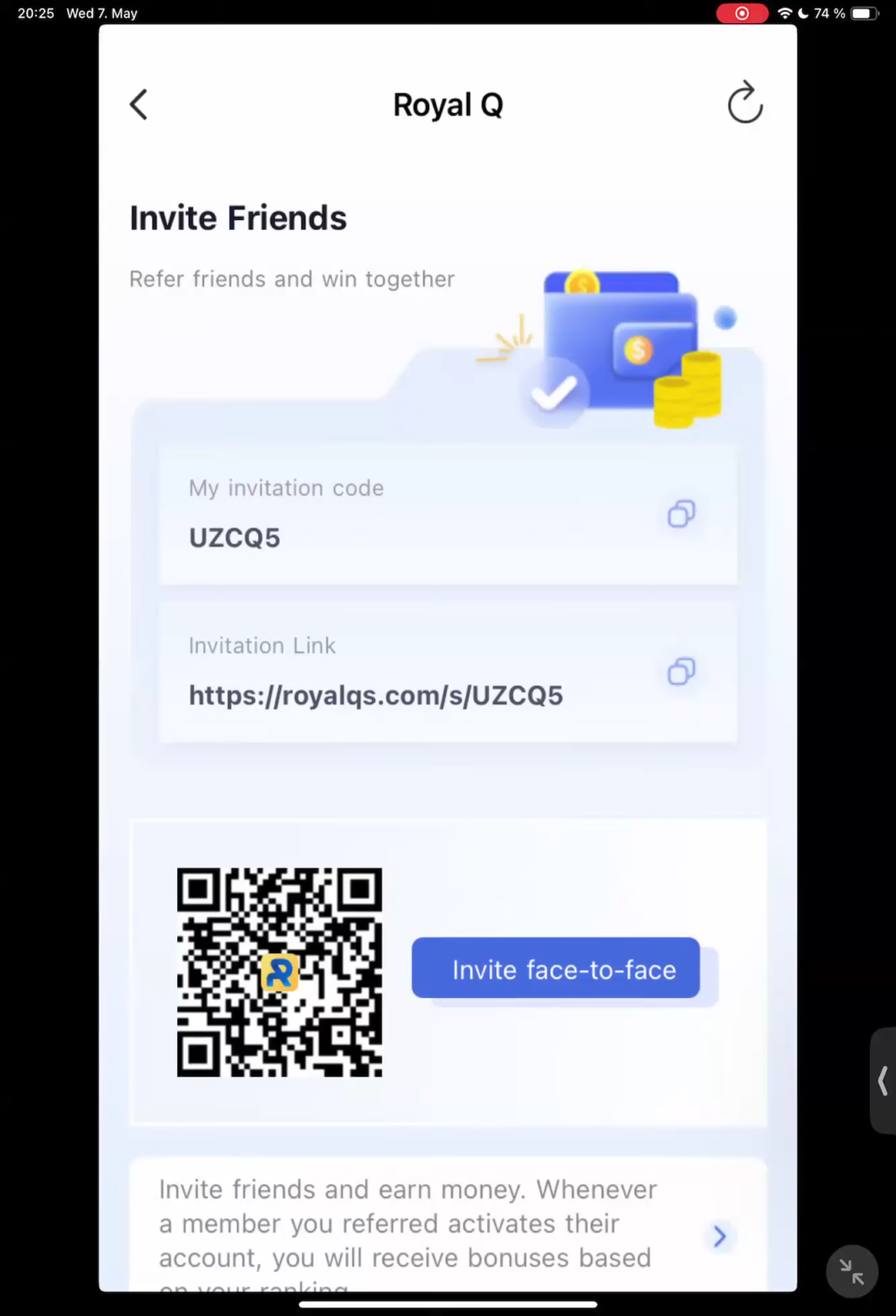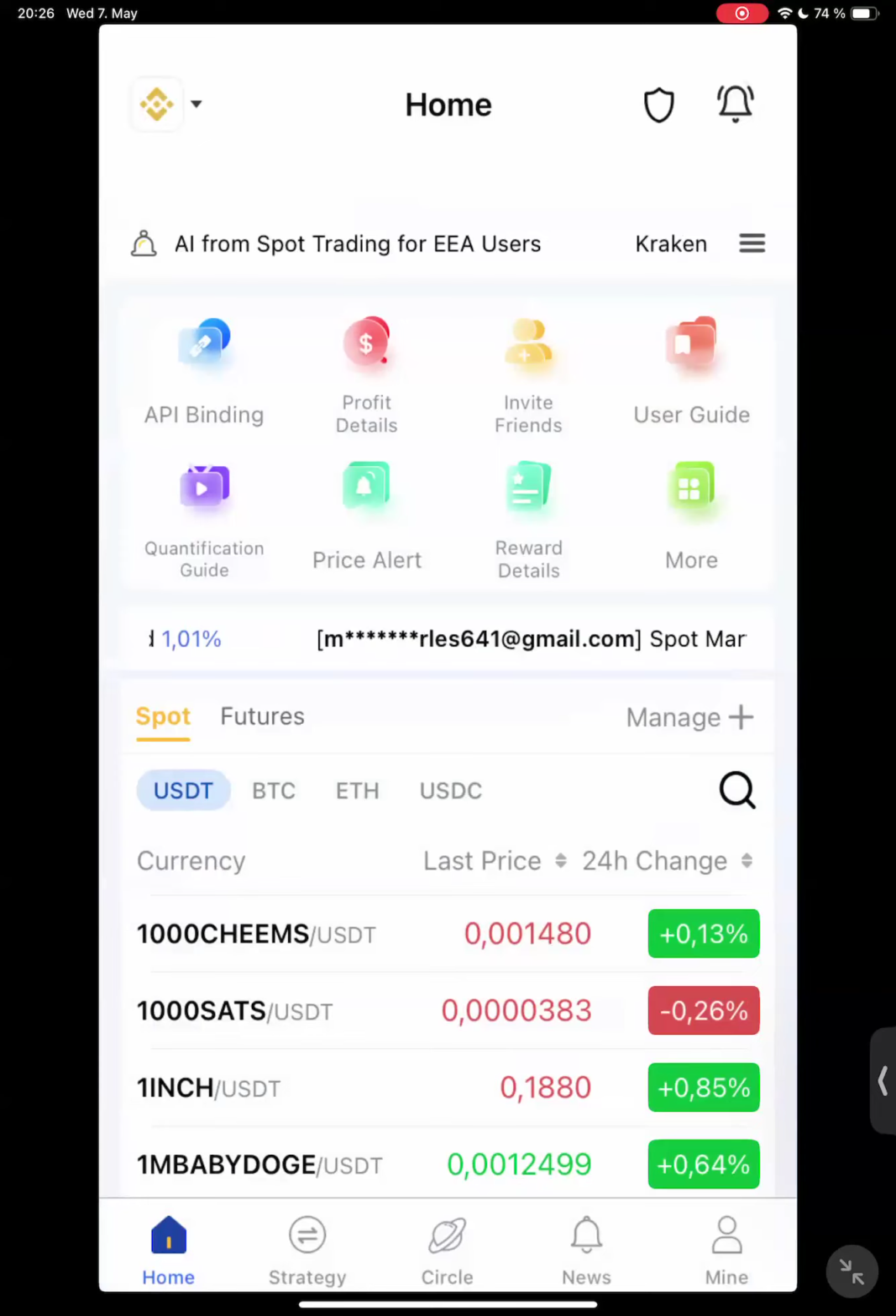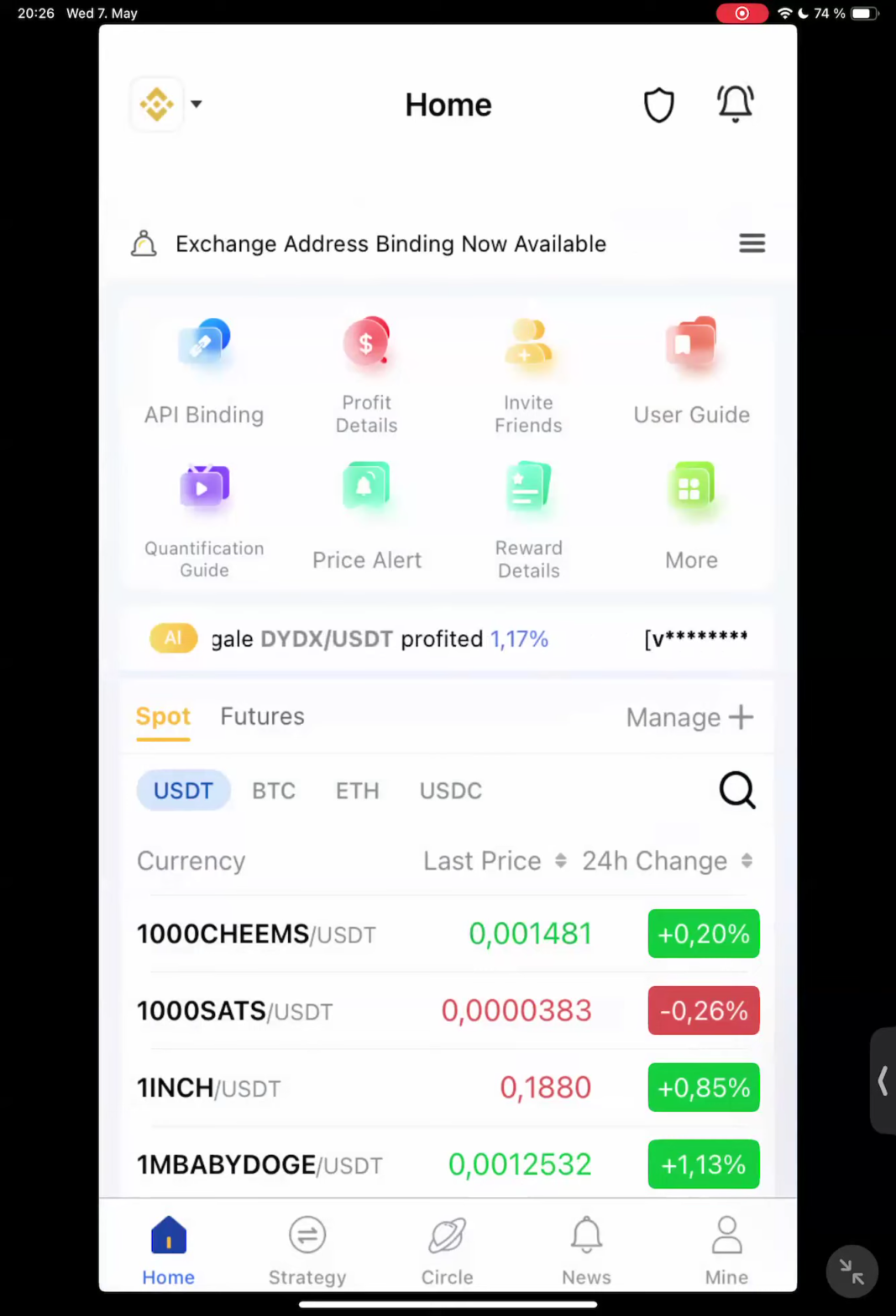When you invite friends, refer them, you both win together. So that is it about the invitation. The reason why I don't encourage people to copy the code is your prospect might not know the fake applications from the original one. So if you give them the official invitation link, it saves everybody the stress.